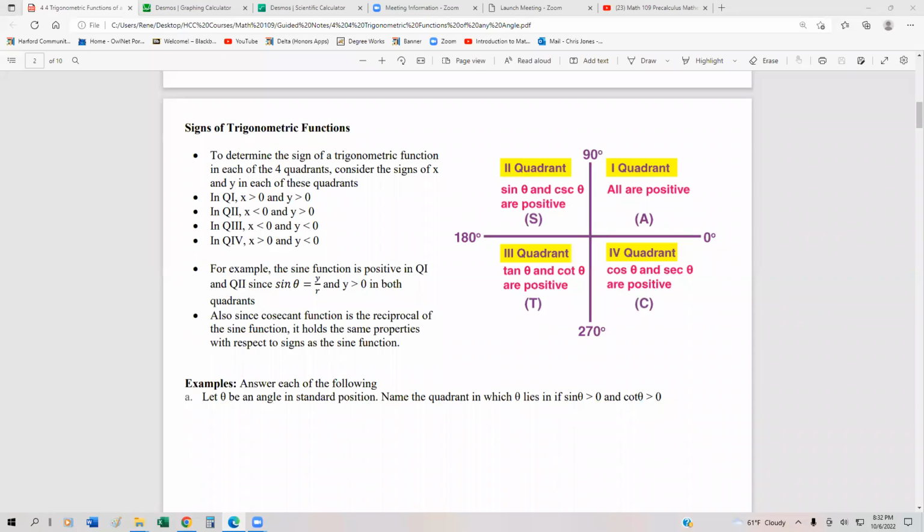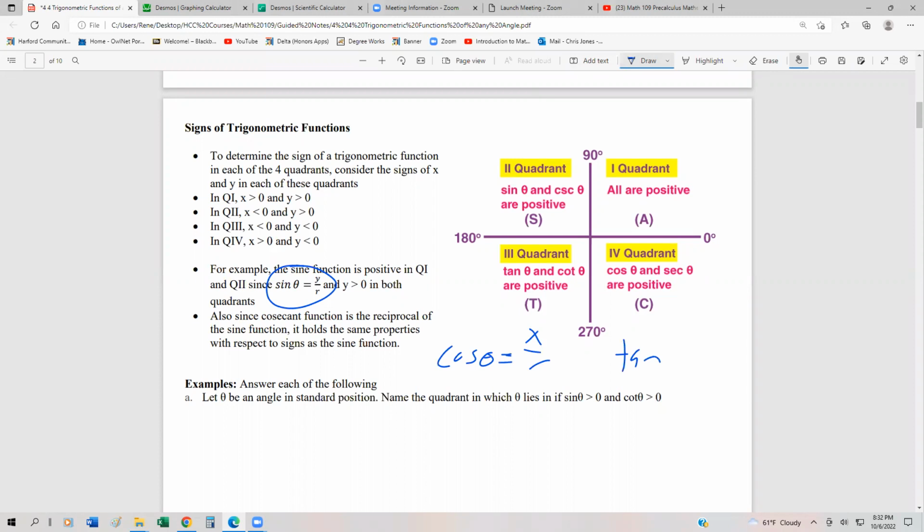In this section, we're going to look at the signs of trigonometric functions in the four quadrants. We probably remember the circular definitions: sine of theta equals y over r, the cosine of theta is equal to x over r, and the third one to keep in mind is tangent of theta equals y over x.